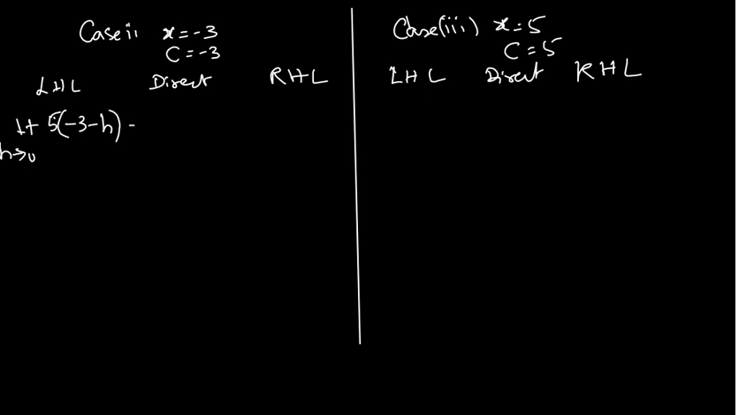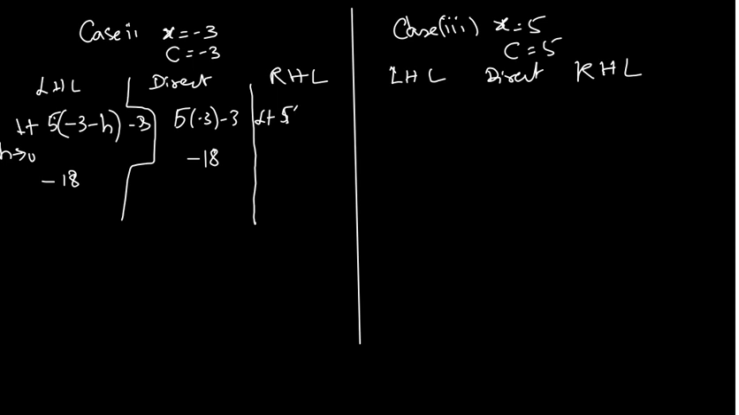So let's say when x tends to 5, it is 5 times of 5 minus h minus 3. This one is limit h tends to 0, 5 into 5 plus h minus 3. So direct value. It's 5x minus 3. So 5 times of 5 is 25 minus 3 is 22. Here also you are putting 0. That's why we get 22. Okay. This also you will get as 22. Therefore, f of x is continuous. This equal to this equal to this.